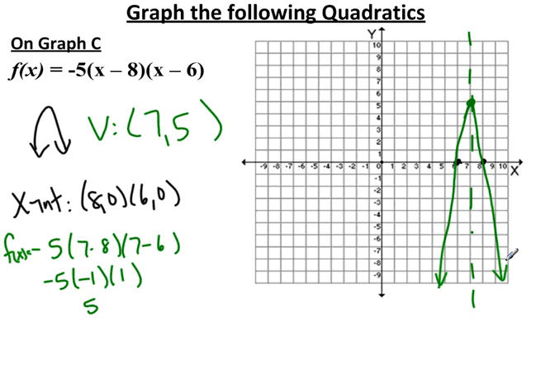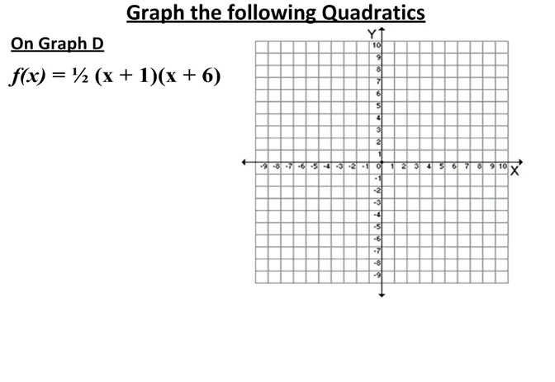Again, I could find the y-intercept by substituting in 0 for x. But if I look at that, if I substitute in 0 for x, I'm going to get negative 5 times negative 8 times negative 6. I'm going to get a very large negative number. And as you can tell, it's going to take a little while before it hits the x-axis, or sorry, hits the y-axis. So we're not going to worry about that one because we have enough points for our sketch.